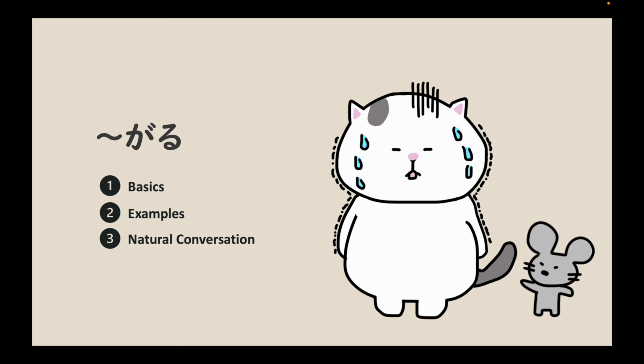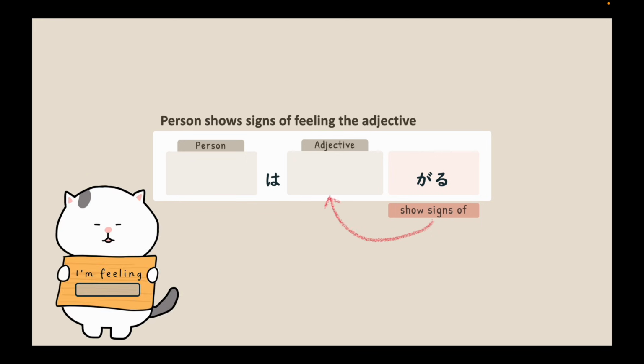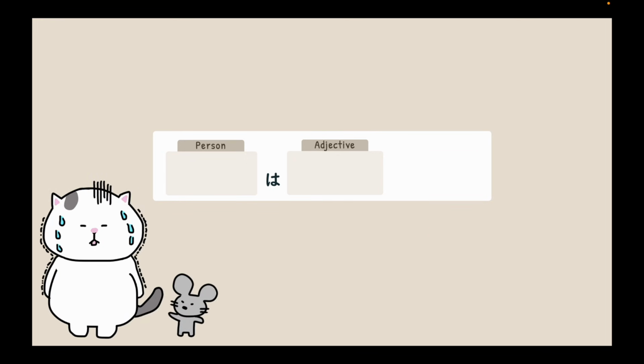In this video, we're going to learn how to use garu in Japanese. Garu is used with adjectives, and it means that a person is showing signs of feeling something. For example, let's say Shiro is facing a mouse, and she looks nervous, and she has a scared face. So we want to say Shiro is scared.